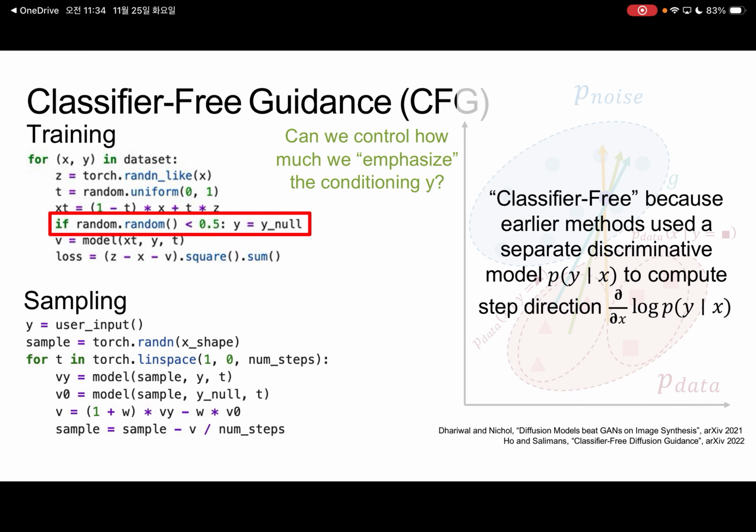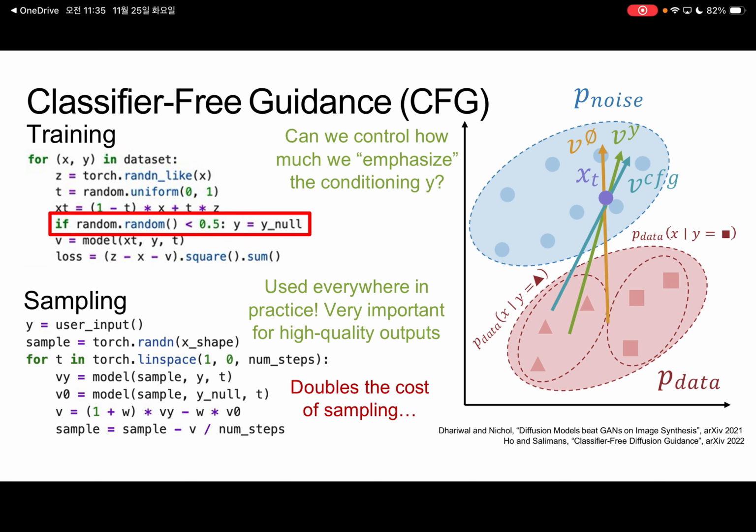Actually, classifier-free refers to the earlier method. Literally, it used a classifier. They used a discriminative model like a classifier to compute the direction, but these days people do not use a classifier, so that is the reason why we call this classifier-free guidance. We give guidance by sampling two vectors, right? Vy and V0. But it is classifier-free. There is no additional classifier.